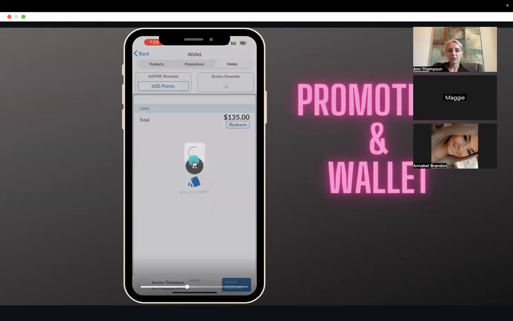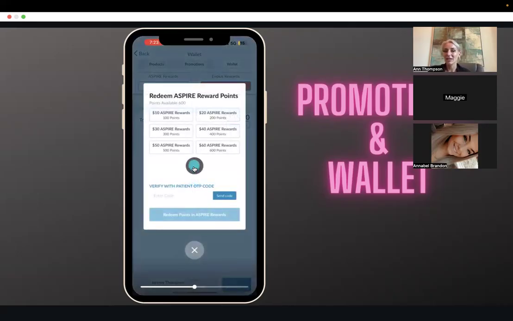For the wallet, you can see that it automatically recognized that this particular patient has 600 points, which would come out to $60 off of their appointment. You can also sign the patient up for Aspire directly in the app as well. Very, very simple. I think Maggie can talk about how simple it is to do from the app. We did it at her launch party this past weekend. Every single time the patient gets a minimum of $20 off, but if they get additional things done, they can earn more and more points. The points do expire after 1 calendar year.